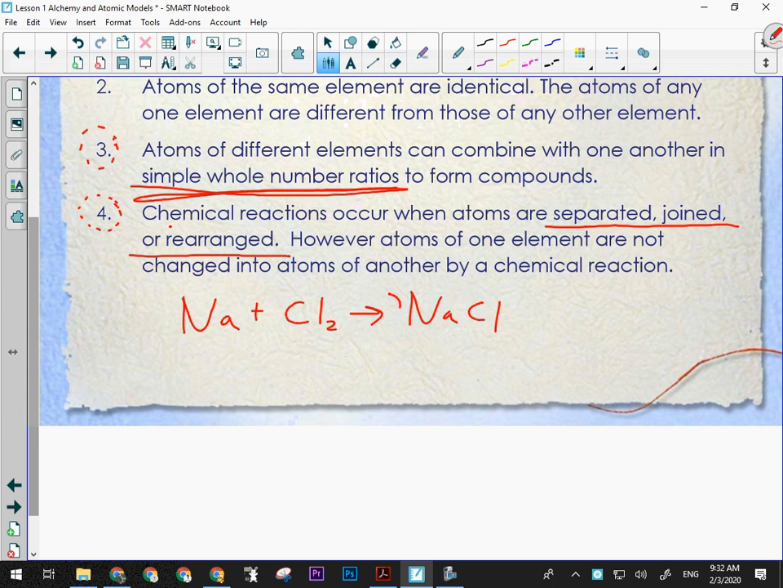A balanced reaction looks like that. A reaction where atoms would separate would look like this. Water separates into hydrogen and oxygen. Have I changed any of the elements in either one of these reactions? On either side of the arrow, I still have the same elements.